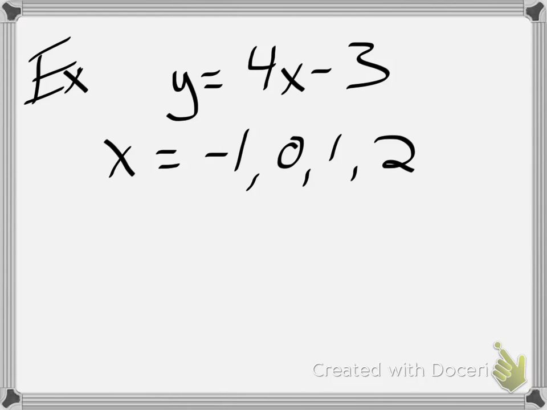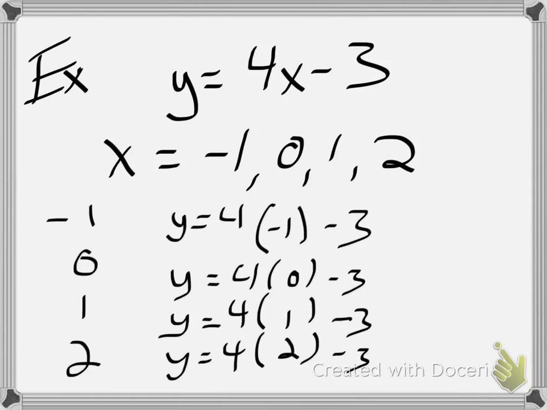So we have 4x minus 3. What I would like to do is set up kind of like a table first. I'm going to do negative 1, 0, 1, 2. So we have negative 1, 0, 1, 2. And I'm going to substitute those in for x. So I'm going to do y equals... Alright, so I've got all my equations, all my functions set up with the negative 1, 0, 1, 2. Basically, I plugged in all my x values for x. So now I'm going to solve them.